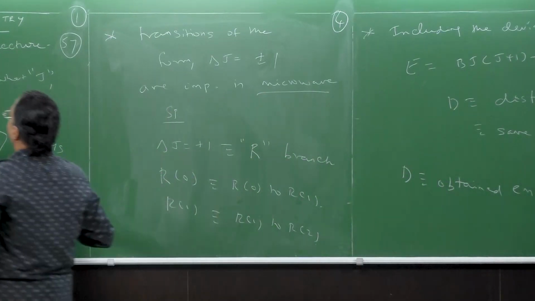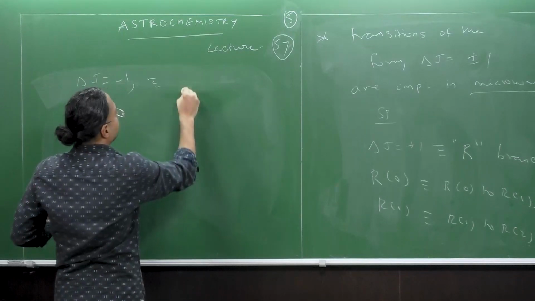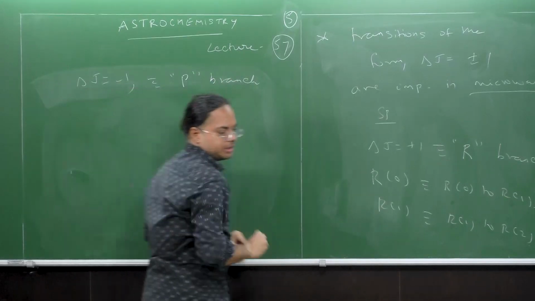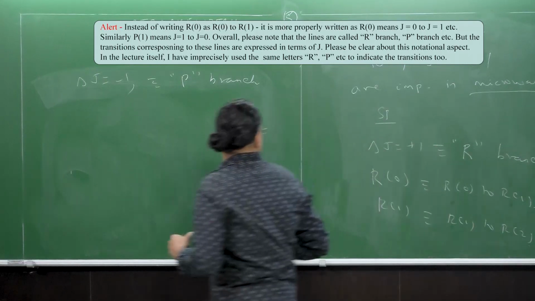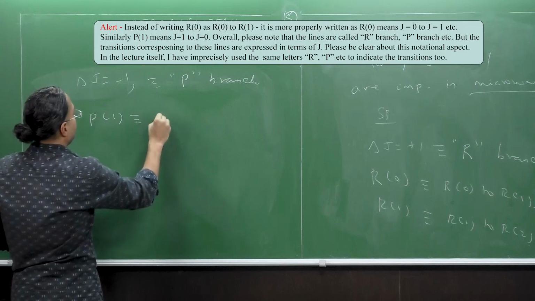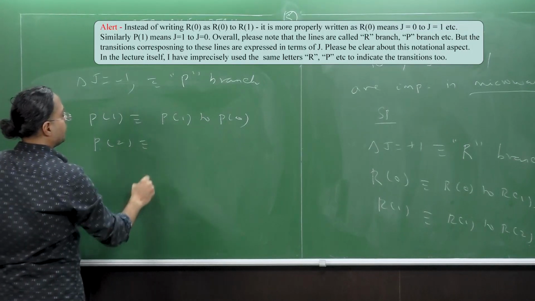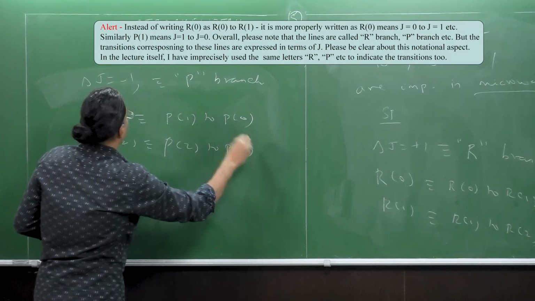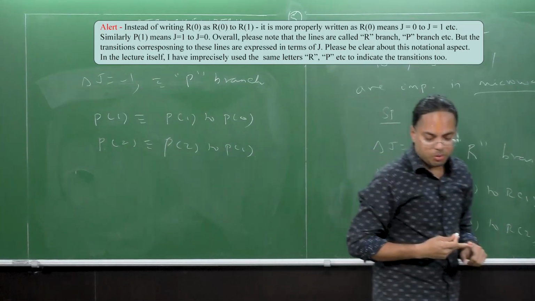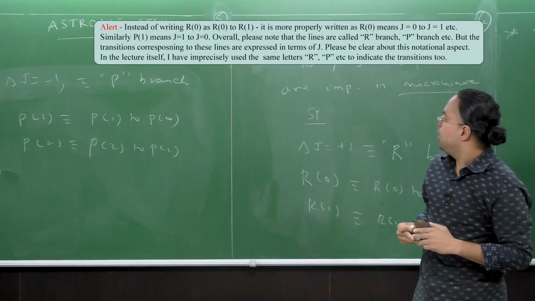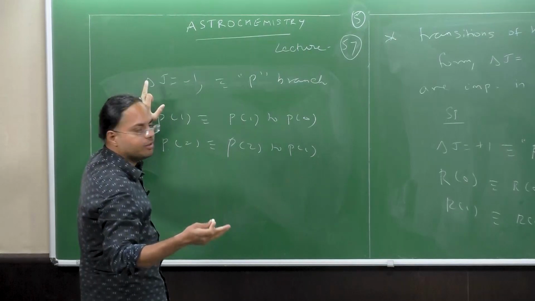Similarly, there is the P branch. When delta J equals minus 1, the rotational lines corresponding to it are what is called the P branch. So P1, for example, is J=1 to J=0, and P2 is J=2 to J=1. Am I clear? So when delta J is negative 1, you get the P branch, and when delta J is positive, you get the R branch. Delta is defined as final minus initial. That's how you make sense of this delta J here.